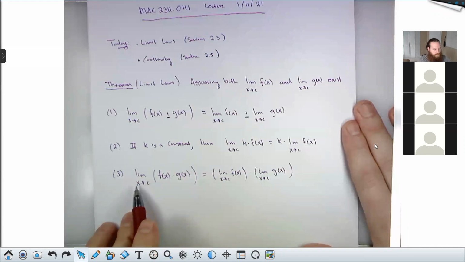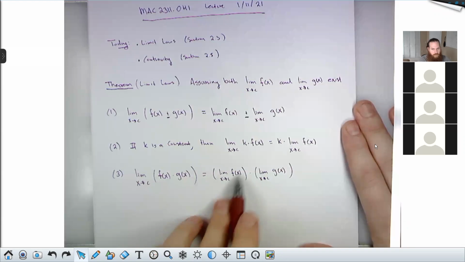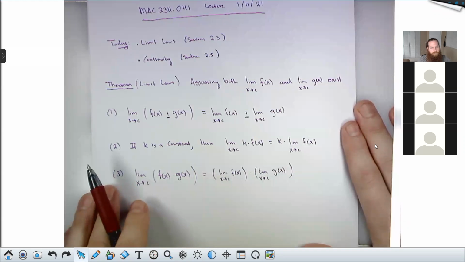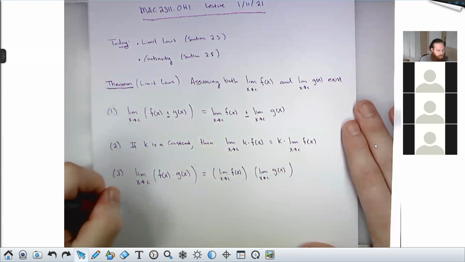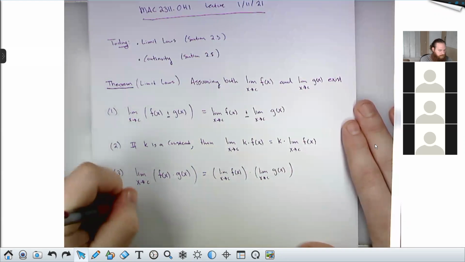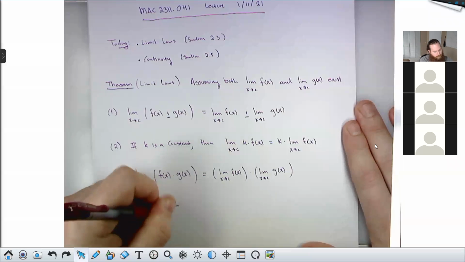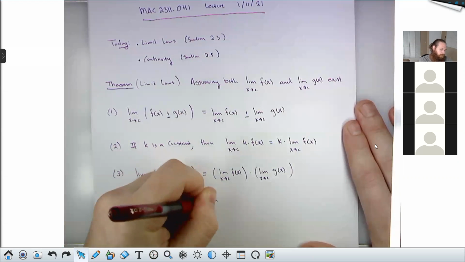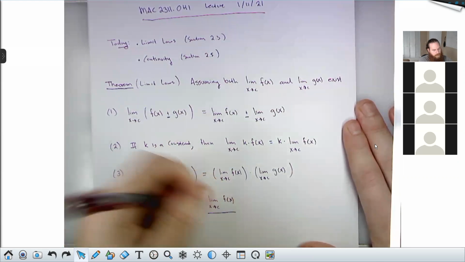So if you want to find the limit as x approaches 1 of some function times some other function, take the limit as x approaches 1 of the first and multiply it by the limit as x approaches 1 of the second. That's all we're saying here. In other words, limits play nice, or split up nicely, over multiplication. And if it works for multiplication, it works for division. So if you want to find a limit of a ratio, you can take the limit of the top and the limit of the bottom separately.